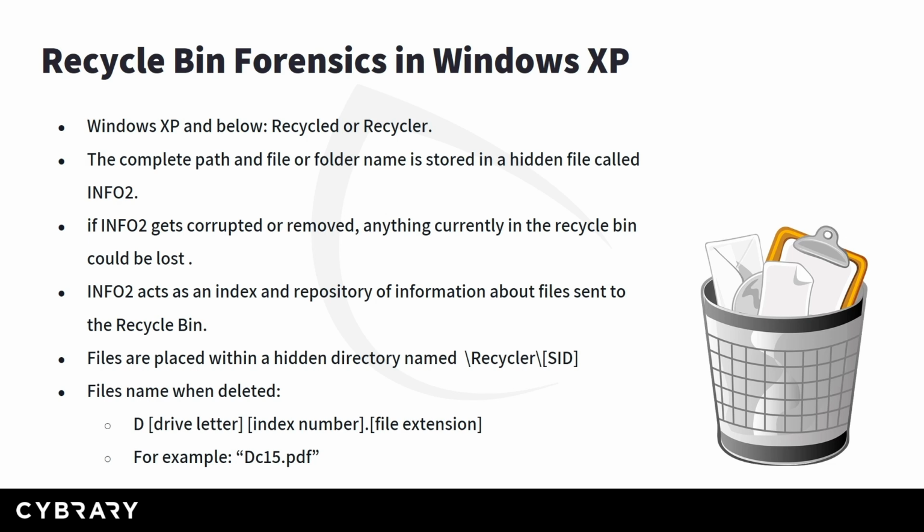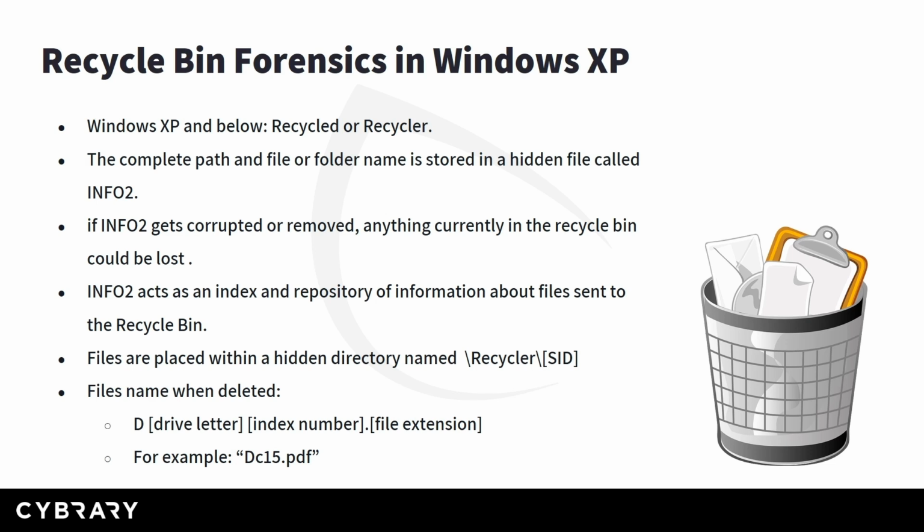The complete path and file or folder name is stored in a hidden file called info2, which is inside the recycled or recycler folder. This file is very important because if info2 gets corrupted or removed, normally anything currently in the recycle bin could be lost unless you try to use a piece of data recovery software to get it back. Info2 acts as an index and repository of information about files sent to the recycle bin.